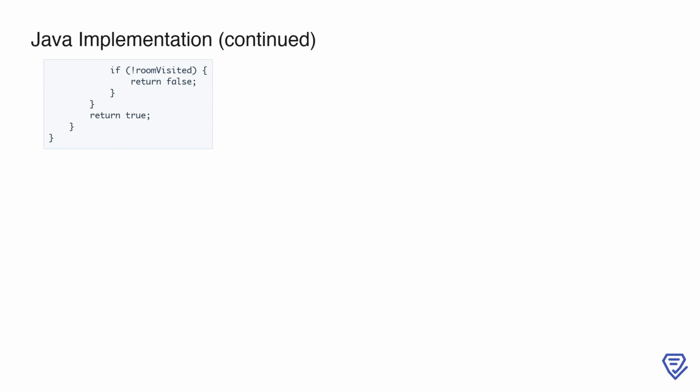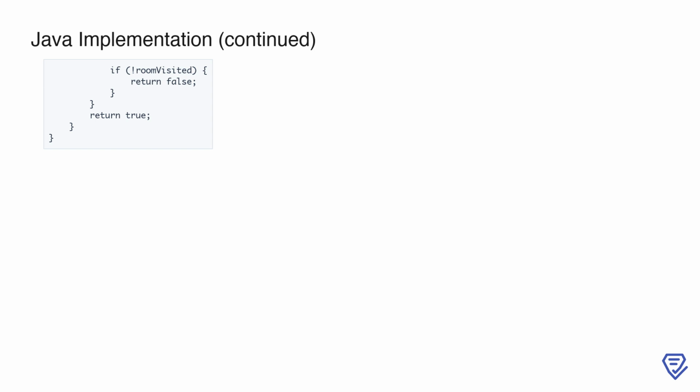To do this, we iterate through the visited array. If we find any room that hasn't been marked as visited, we return false, indicating that not all rooms are accessible. If the loop completes without finding any unvisited rooms, we return true, confirming that we can visit all the rooms using the keys provided. This efficient approach ensures that we systematically check all rooms and return the correct result based on the accessibility of the entire structure.